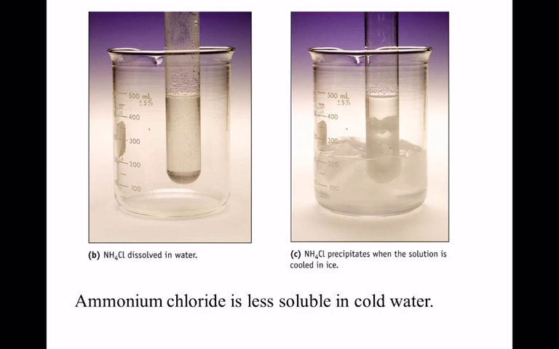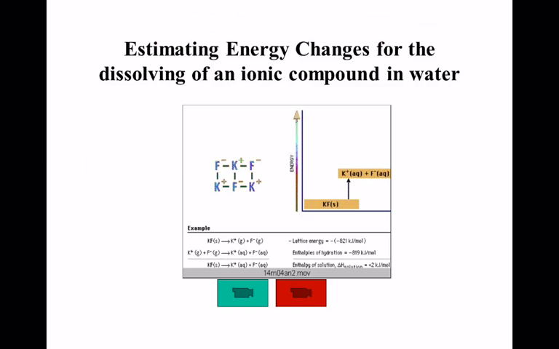Okay, so ammonium chloride, if you heat it up, it'll be more soluble. If you cool it down, it's less soluble. So if you look over, it's got the normal sort of increased solubility with temperature. You cool it down, it's less soluble, and that's actually what you're seeing. You're seeing the ammonium chloride precipitate out.